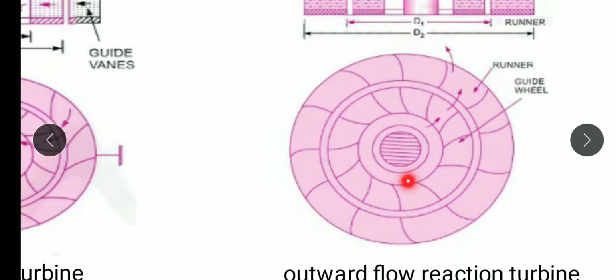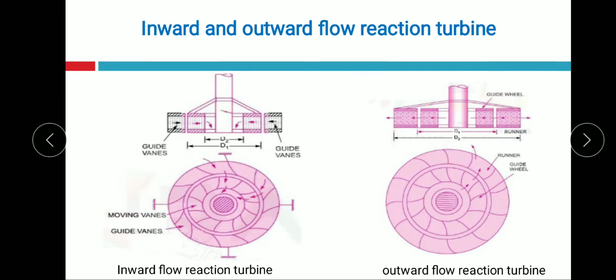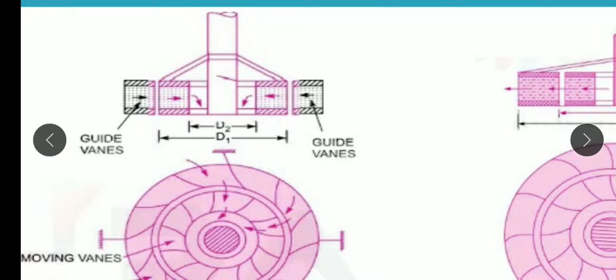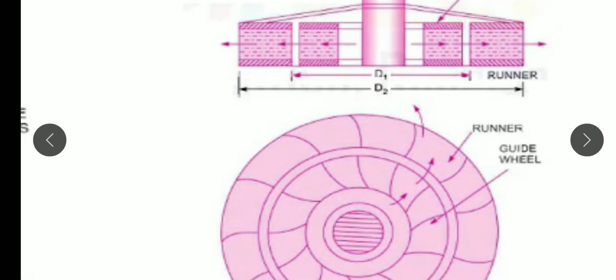In the diagram you can see that the runner is at the outer periphery and the guide wheel is inside that one. So the left diagram indicates the inward flow reaction turbine and the right diagram represents the outward flow reaction turbine. Here, in the inward flow turbine, the outer diameter of the runner is d1 and the inner diameter of the runner is called d2. Here, in the outward flow turbine, the inner diameter of the runner is d1 and the outer diameter is d2.